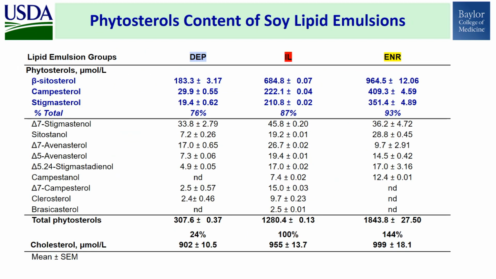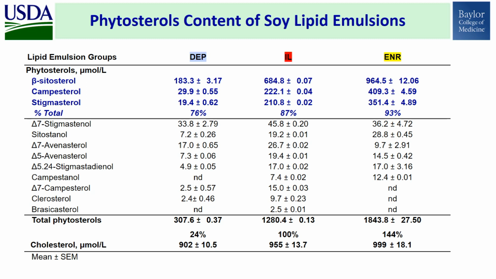So before I show you the data, I wanted to give you some evidence of how well we did in terms of changing and modifying the lipid emulsion. On this table, you can see on the top the 3 dominant phytosterols being beta-sitosterol, campesterol, and stigmasterol. And what you can see is that these 3 phytosterols represent somewhere between 80 to 90% of all the phytosterols that we measured in these different emulsions. So the total phytosterol shown here on the bottom ranges somewhere between 300 micromoles per liter up to 1800.